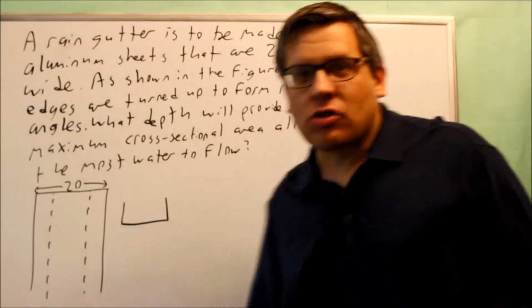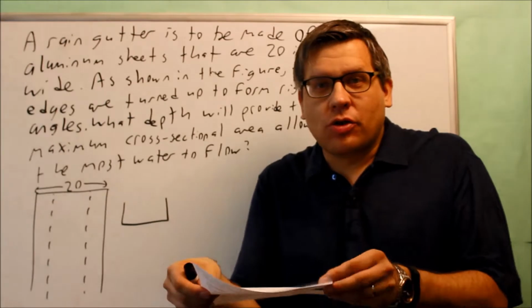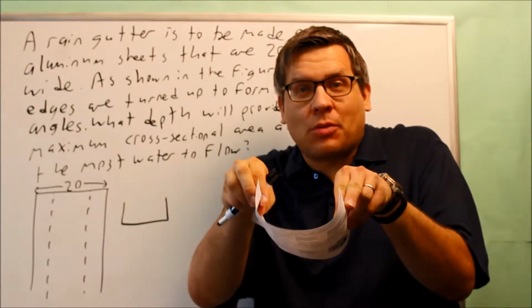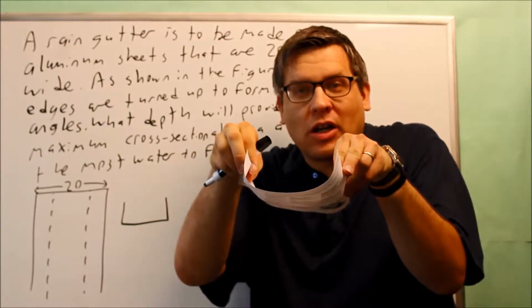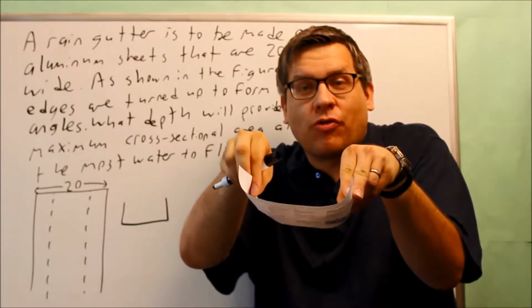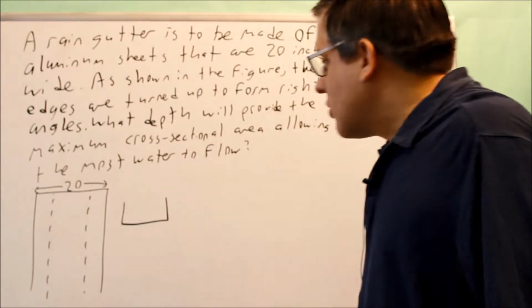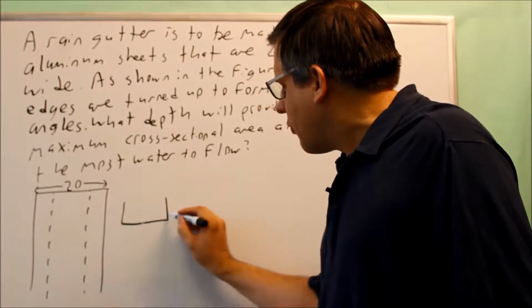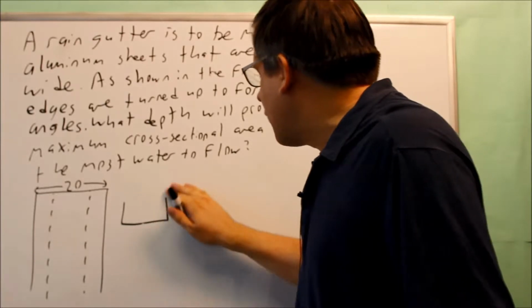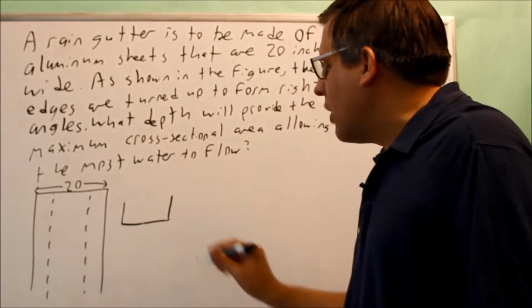So let me give you a visual of what's going on here. We have a piece of paper like this, and what you're doing is you're actually folding the edges up to where it looks kind of like that. So it's a flat piece, and we're taking each end and we're folding the ends up. Because of that, when we fold them up, it's going to form this kind of trough right here, and this is basically going to be where water is going to be flowing through after we bend the corners up.